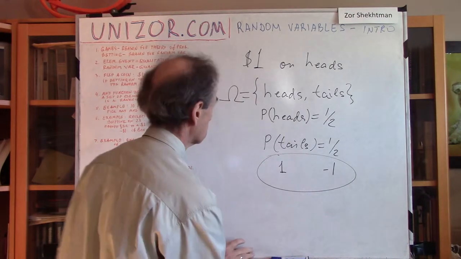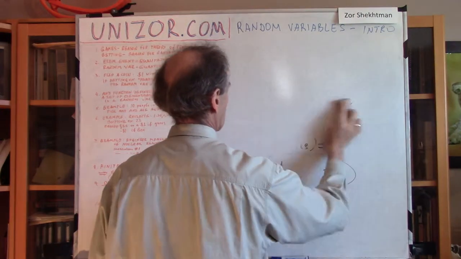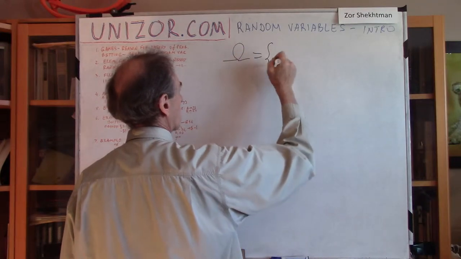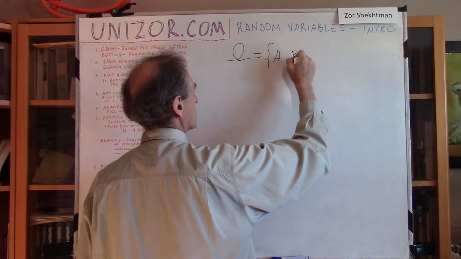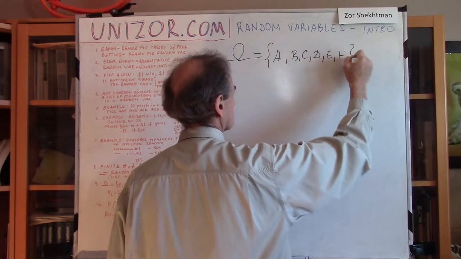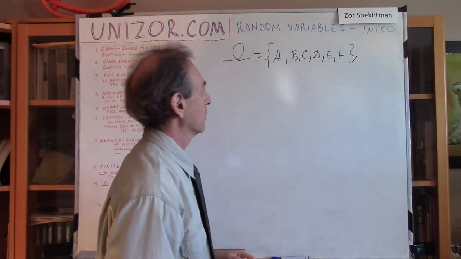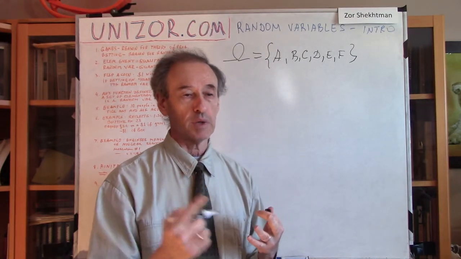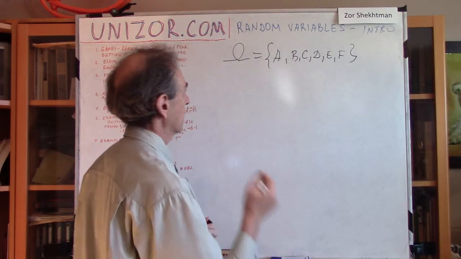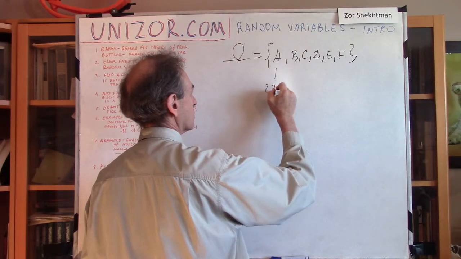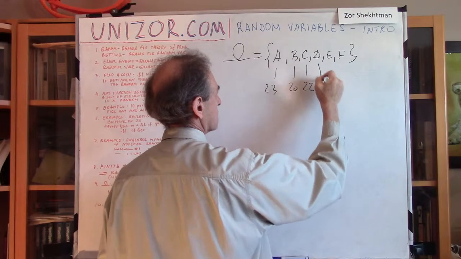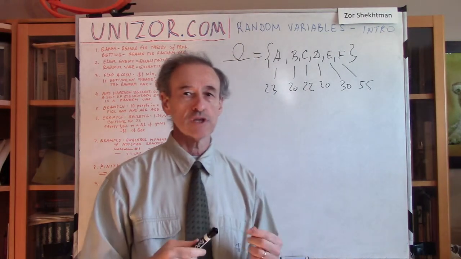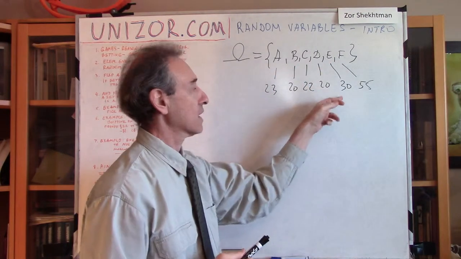Next, let me give you a couple of examples of random variables. Very simple examples. The first is, you have a certain number, let's say 10 people in the room. A, B, C, D, E, F, well, let's have 6. I don't want to have 10, too many. All right. Now, the random experiment is picking a single person, all right? So you're picking one person from the room. Each person has a certain age. Let's say this has 23, this has 20, this has 22, this has 20, this has 30, and this is 55.